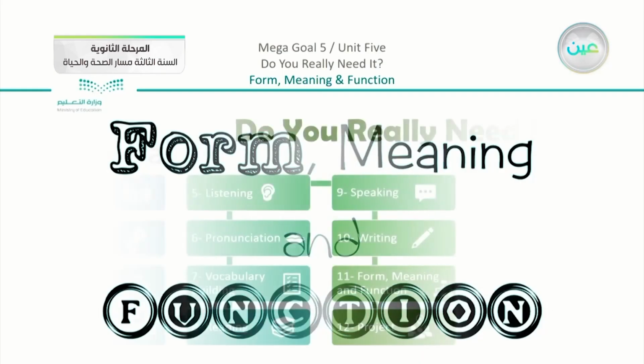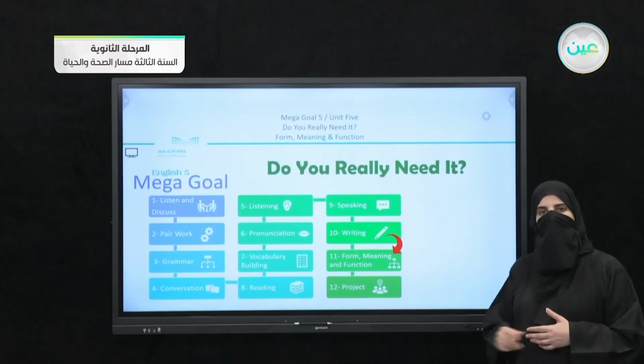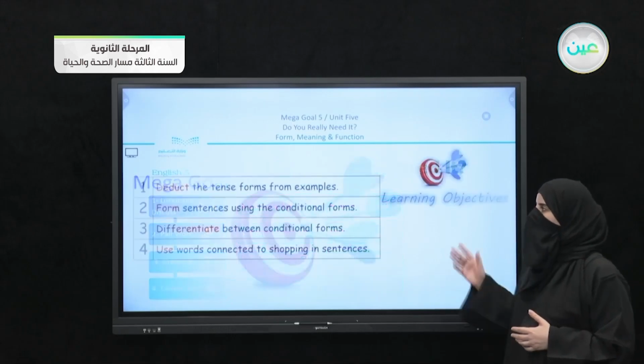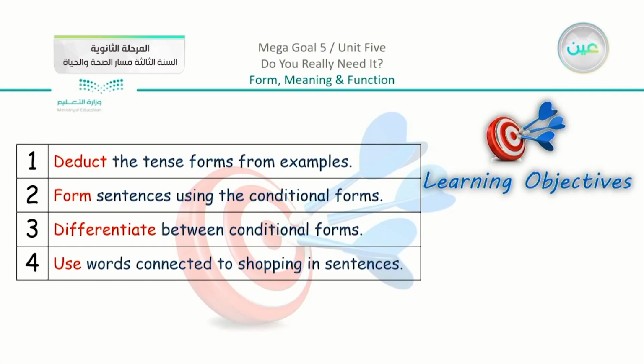We are going to start with our lesson, which is the form, meaning, and function lesson that we have here. Now, we have reached about the end of our unit. We are exactly here, the form, meaning, and function lesson. So we are going to start with our objectives, which is to first deduct the tense forms from examples. Number 2, to form sentences using the conditional forms. Number 3, to differentiate between conditional forms. And number 4, to use words connected to shopping in sentences.